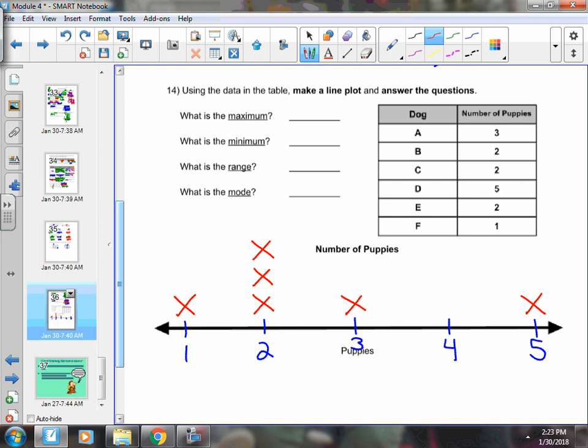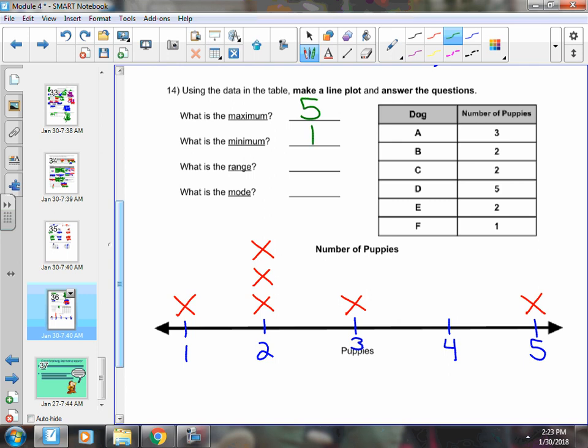Think maximum, which is the largest piece of data, the largest number. In this case, the largest amount of puppies was 5 puppies. Think minimum, which is the smallest piece of data. So you have to look where an X is, right? There has to be a piece of data there. And the smallest piece of data is the number 1.